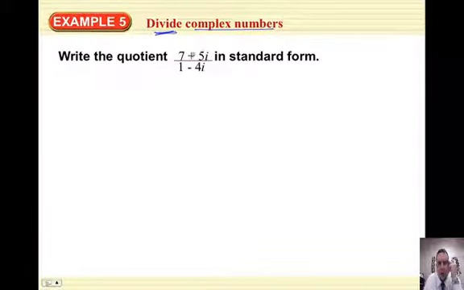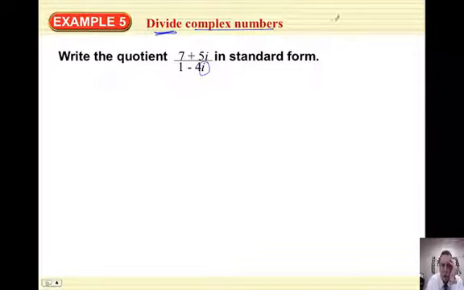7 plus 5i, no, they're not like terms. Can I simplify the bottom? No, they're not like terms. There's only one thing I can do right now. But you probably don't realize it because what is i again? i is like the square root of negative 1.